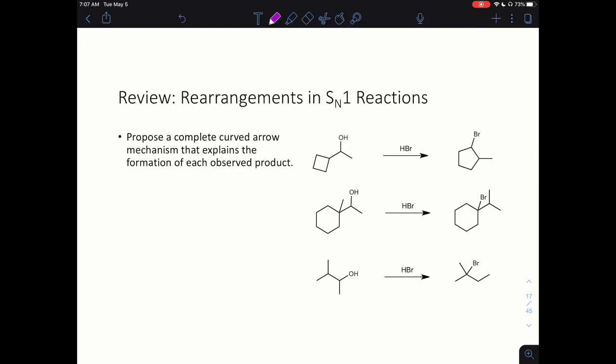We've seen a slide pretty similar to this before, not this exact slide. Again, I'm going to go over this pretty quickly. These three examples show three patterns in rearrangement that you will observe. So you should go ahead and pause, and provide complete curved arrow mechanisms that explain the formation of each of these products.